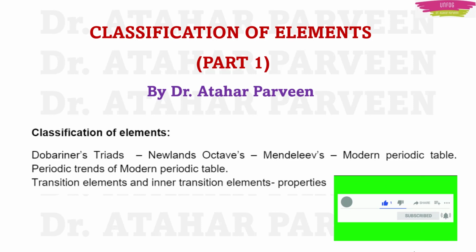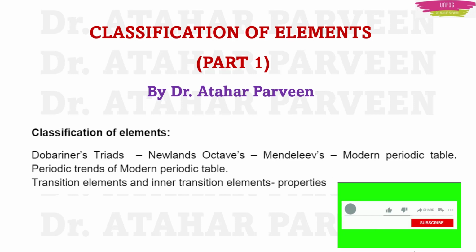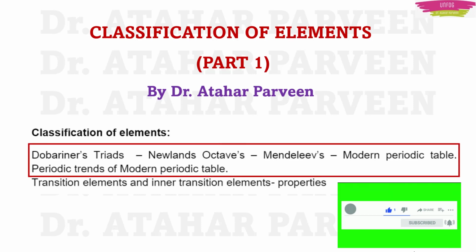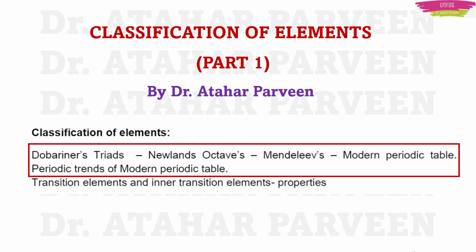Here I am with the chapter Classification of Elements based on HSTR syllabus for chemistry, and in this class I am going to discuss this part of this chapter. That is Doberiner's Triads, Newland's Octaves, Mendeleev's and modern periodic table, and periodic trends of modern periodic table. The next part of this chapter, that is transition elements and inner transition elements and their properties, I would discuss in the next lecture. Okay. So in this lecture, I am going to discuss the red box portion. So let us start the class.